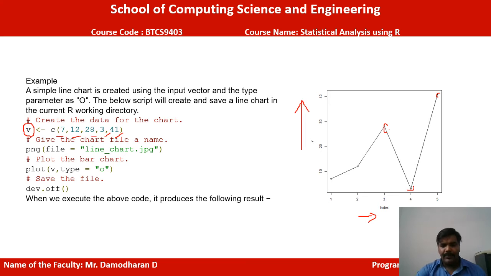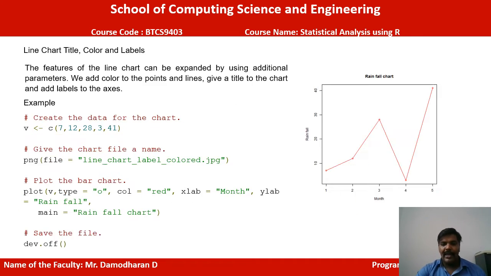Once it is completed, we have to mention the file name to save. This file is going to be saved with the name line chart.jpg format. We also have to plot the value type O. O means it is also going to plot points, and we have to plot the line, so both will be mentioned here. dev.off is used to save the file inside the drive.